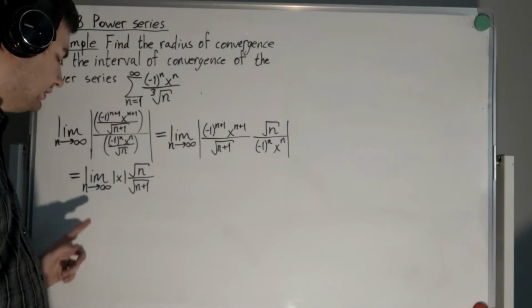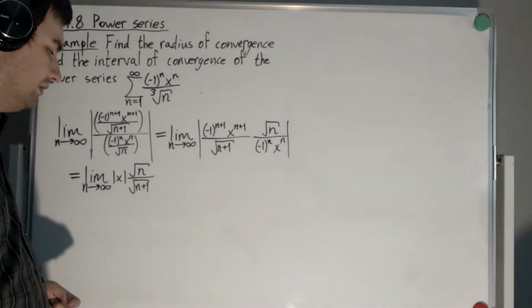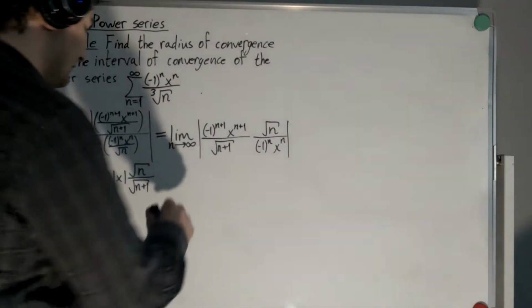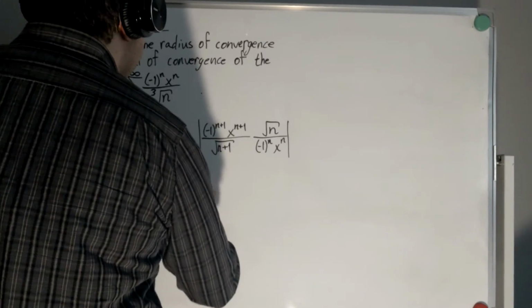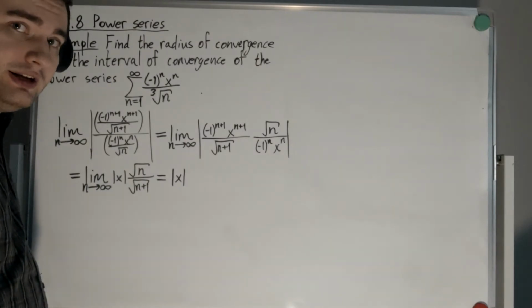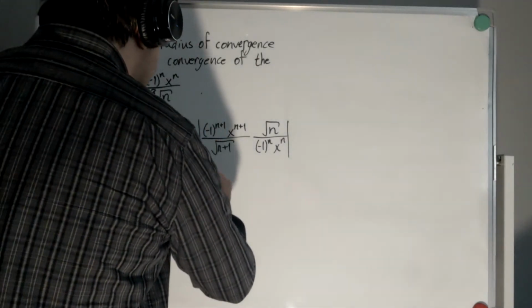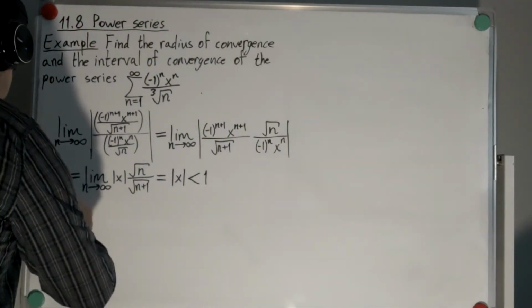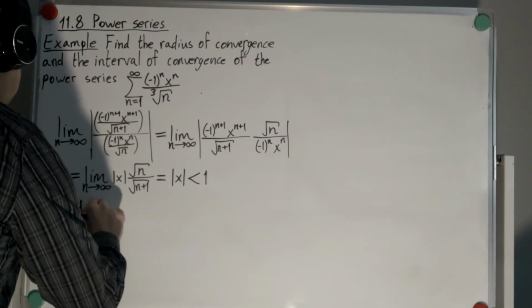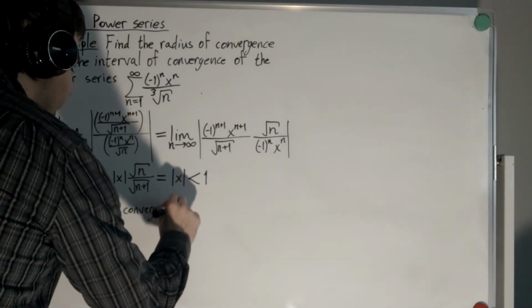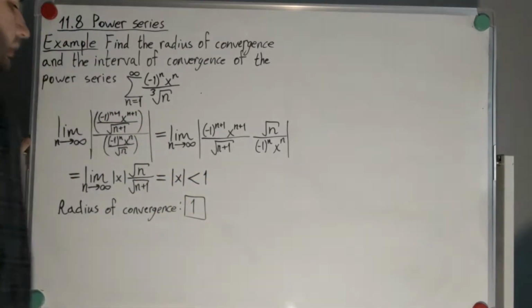And again, x is constant with respect to n, so that means that we can pretty much ignore it and just take the limit of this part, which is 1. So this is the absolute value of x. Again, ratio test guarantees us absolute convergence as long as this thing is less than 1. Okay, so that means that our center is 0, and our radius of convergence is 1.